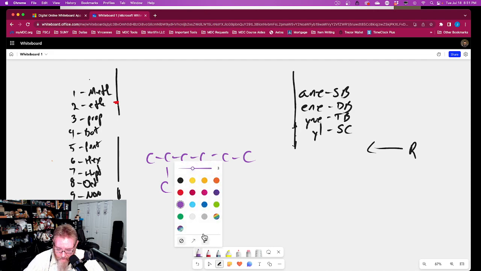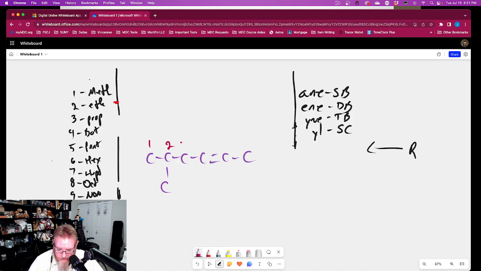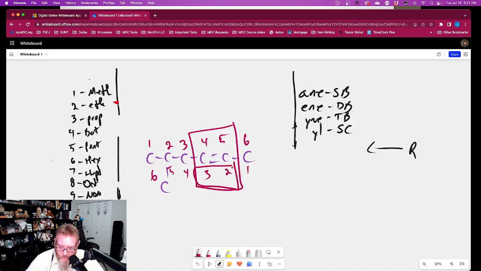Your book says what it wants you to do. 1, 2, 3, 4, 5, 6. 1, 2, 3, 4, 5, 6. Block this off. Take a look. What's the smallest one? 3 and 2. What's the smallest number? 2. That's the number we use. Perfectly acceptable way of doing this. Absolutely fine.